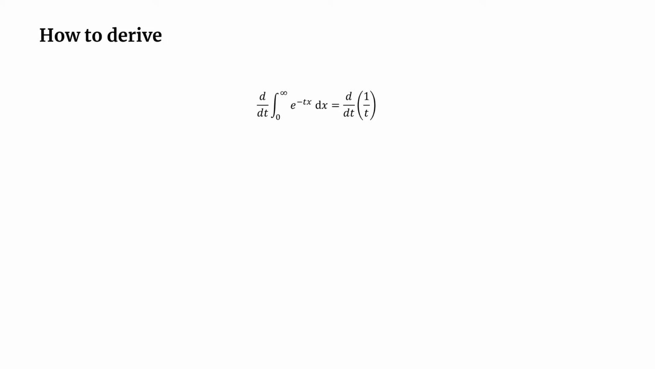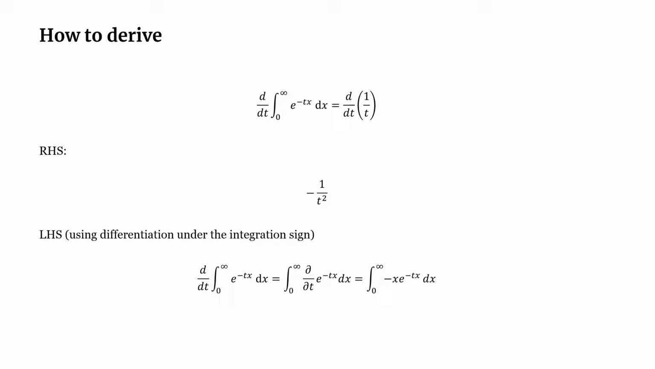So if I try to differentiate this with respect to t, the right-hand side will be just the typical derivative. It will become just negative 1 over t squared. And then for the left-hand side, where you can use the differentiation under the integration sign, what you can do is to take the derivative inside of the integral, becoming the partial derivative. And now, what I like to do is to differentiate that e to the power of negative tx with respect to t, where it becomes just the chain rule.